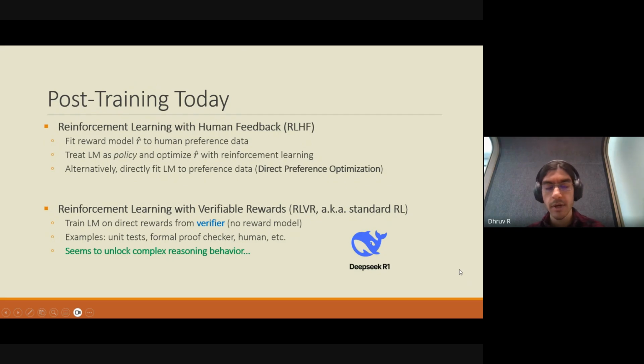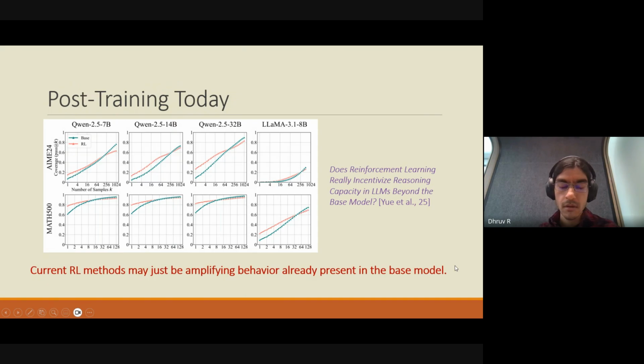So there is some empirical belief today that reinforcement learning, and in particular reinforcement learning with verifiable rewards, has the ability to unlock complex reasoning behaviors that maybe the base model did not already possess. However, there's also some empirical evidence suggesting that this is not the case, that in some sense, current RL methods are just maybe amplifying behaviors that are already present in the base model.